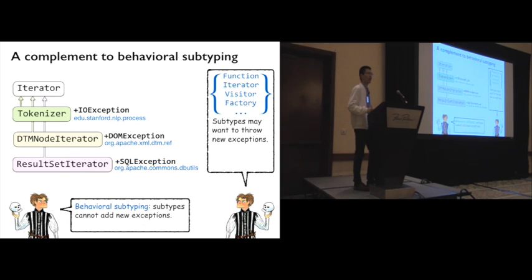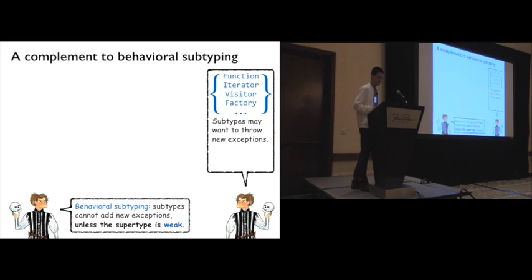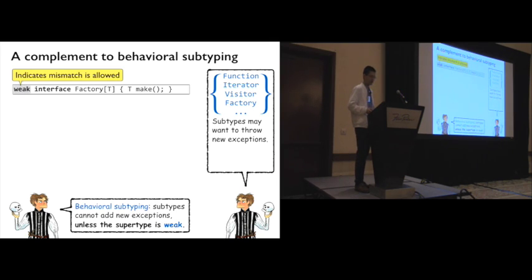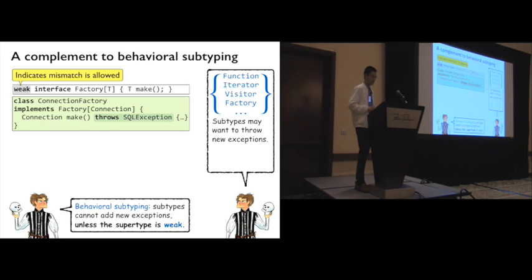Unfortunately, they violate the requirement of behavioral subtyping, which has been interpreted to require that subtypes should not add new exceptions. We address this need for flexibility by giving a new interpretation to behavioral subtyping. Subtypes are allowed to add new exceptions if their supertype is weak. For example, factory is a weak interface, so it's okay to define a subtype, ConnectionFactory, that serves as a factory for SQL connections, but also adds the extra SQLException.